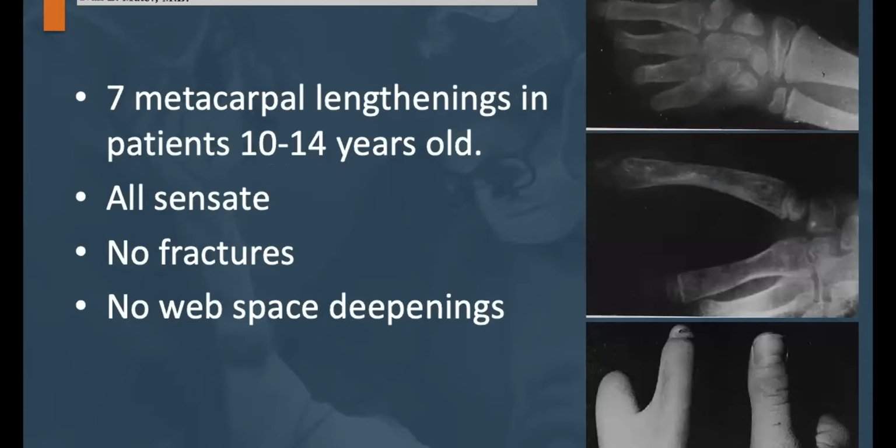7 metacarpal lengthenings in those ages 10 to 14. All sensate, no fractures, no web space deepenings. Although you could argue that that picture at the bottom could have used one to deepen his web space for grasp. But none of these patients had the need for metacarpal bone grafting.